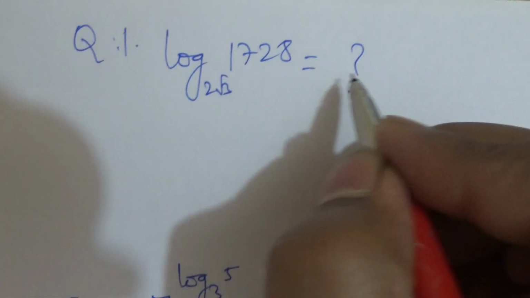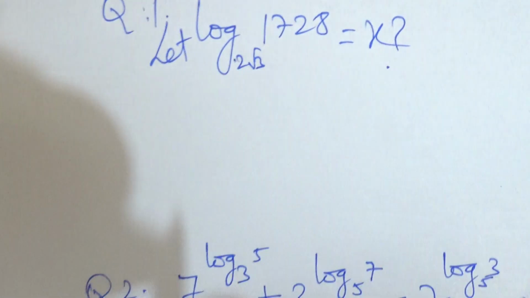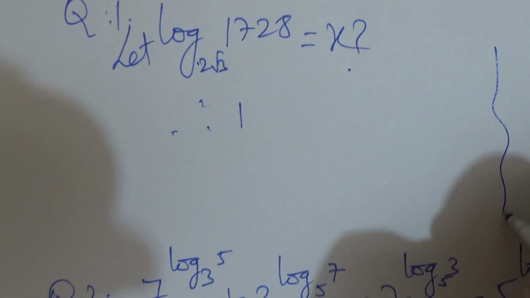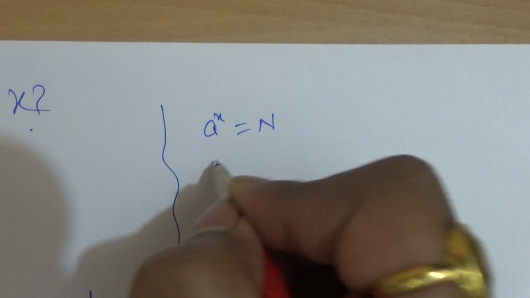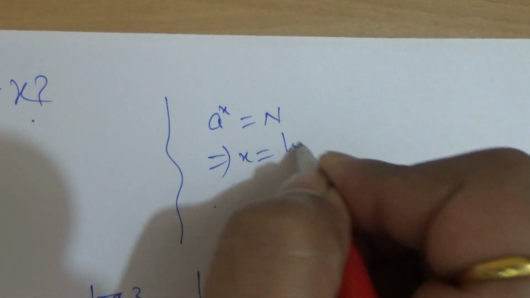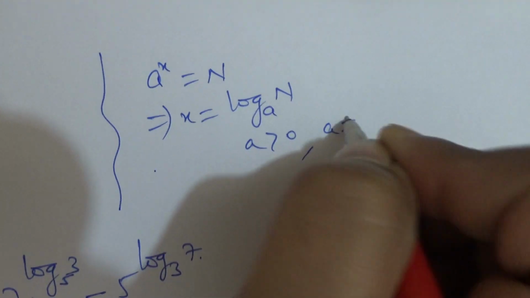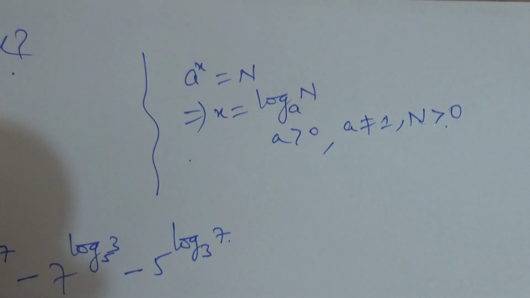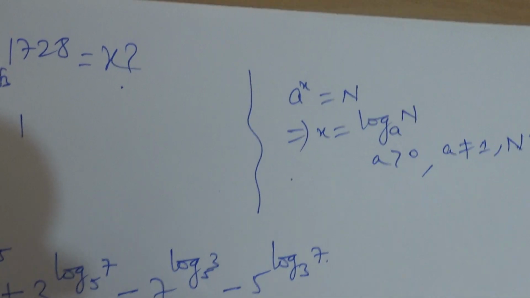Now let us solve this. Let it be x. So therefore, by the theory of the logarithm, if a to the power x is equal to n, this implies x is equal to log n base a, where a is greater than 0, a is not equal to 1, and n is positive, obviously. Okay? Base cannot be 1.